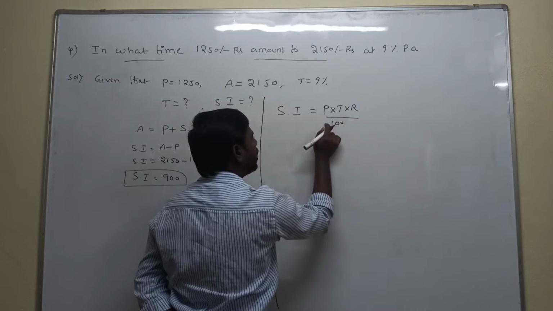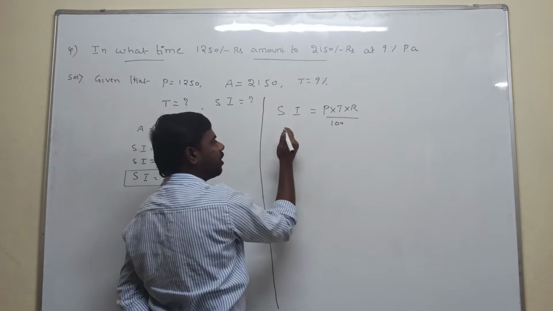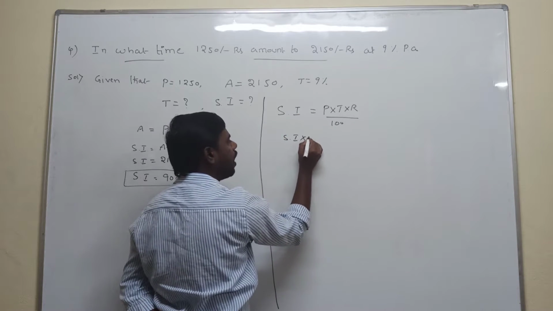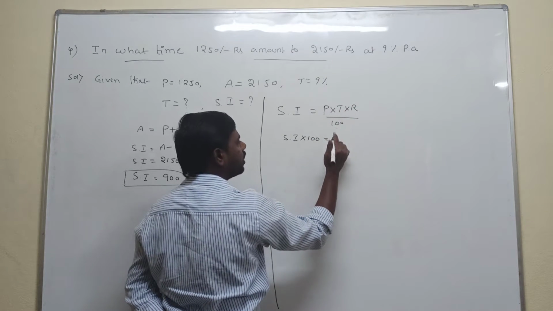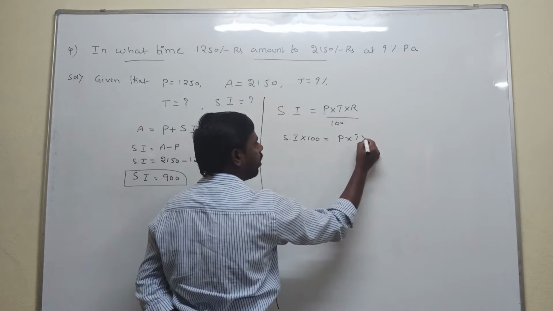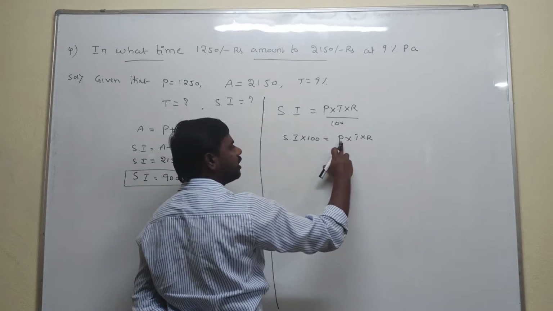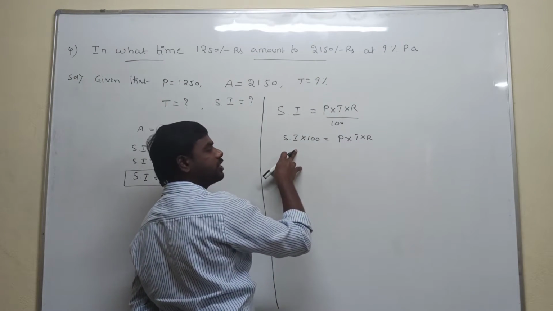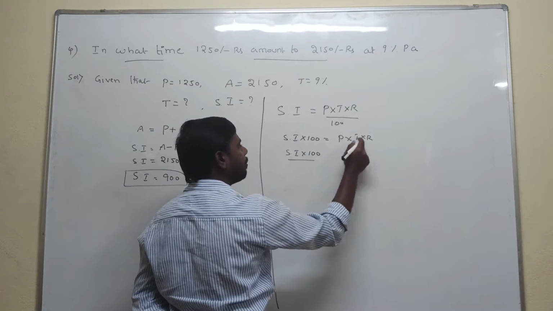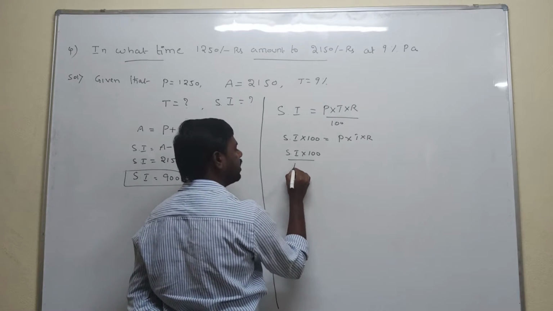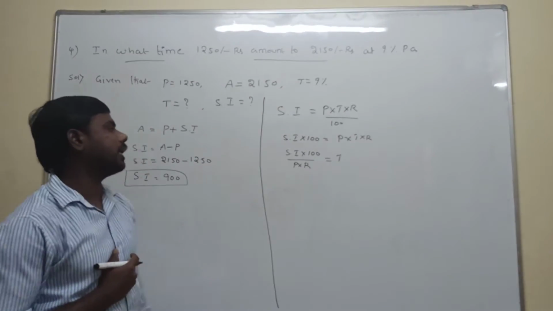Now 100 we have to cross multiply with the left side numerator. Simple interest into 100 is equal to what is left of the elements on the RHS? Only PTR. Now what are we asking? We need to calculate time. That's why the PR value goes to the LHS denominator. Simple interest into 100 divided by P and R, that is P into R, is equal to time, because we need to calculate time.